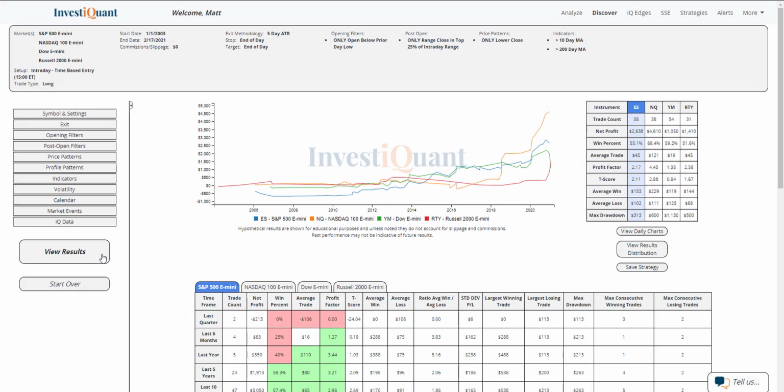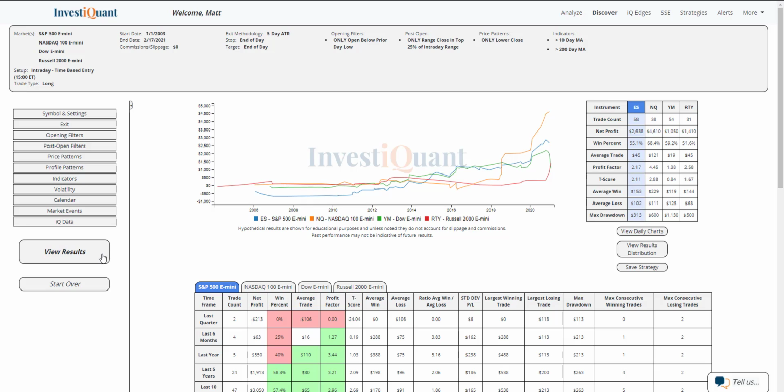And here we go. These are the results of going long at 3 p.m. Eastern Time and exiting at the close, which is 4:15 p.m. Eastern Time, when you open below the prior day low, and the prior day was a lower daily close, which was above the 10 and 200-day simple moving average. And then at 3 p.m. Eastern Time, you are trading in the top 25% of the intraday range. That's one thing I don't know is going to be true or not, but currently that's where we're trading. So I'm going to assume it's going to be true at 3 p.m., and that's something you'll need to confirm to know if this will be relevant for today or not.